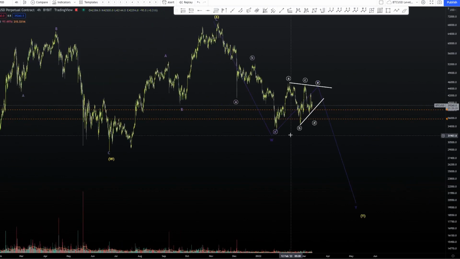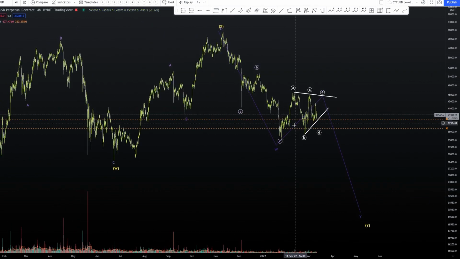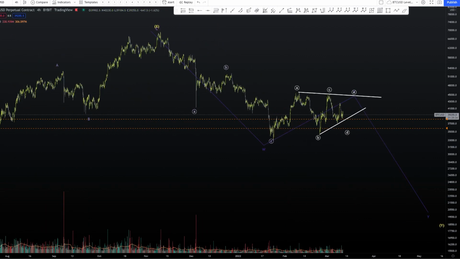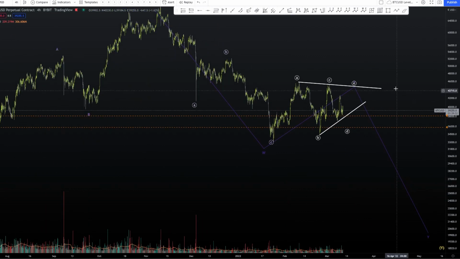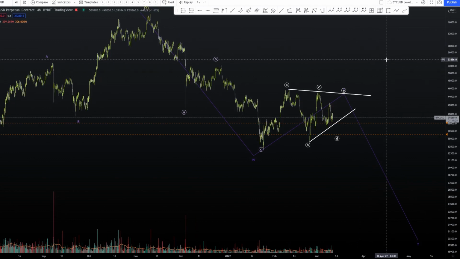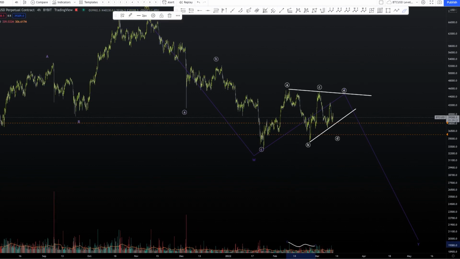And what it looks like we're getting right now is a triangle, a contracting triangle. There are different ways we could count it, but for the most part, especially if you look at other markets, it looks like we're getting a triangle, and we are getting decreasing volume for the most part. Starting from the wave A, you can see decreasing volume in the volume profile.